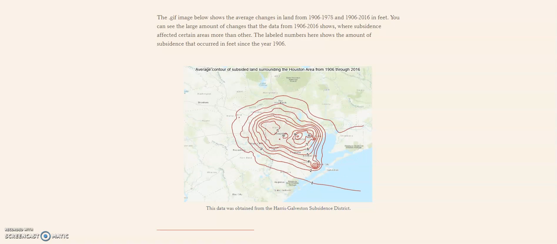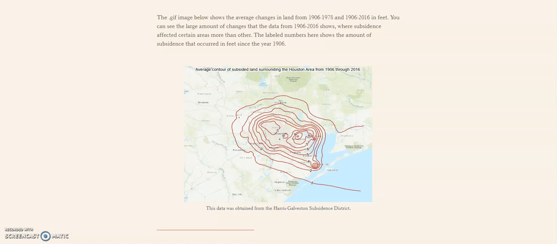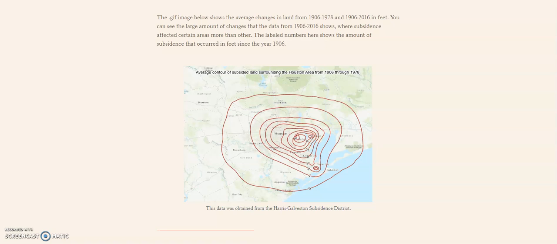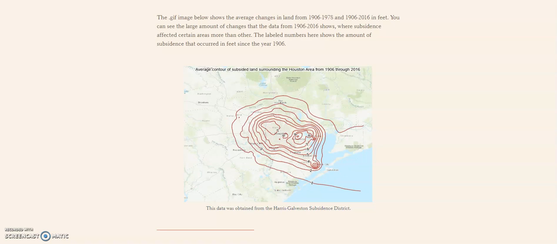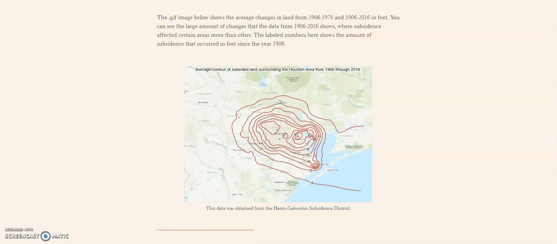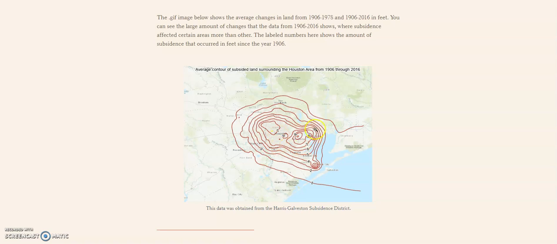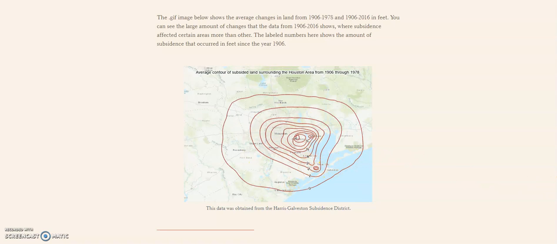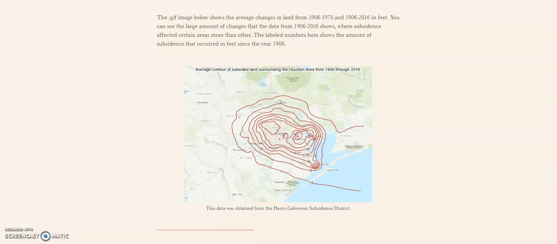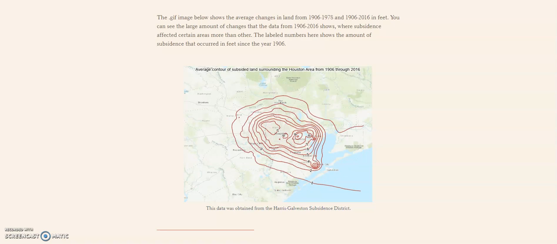With the data that I was able to obtain from the district, the first thing that I created was a GIF with ArcGIS Pro. This GIF shows two data sets of contours that average the subsidence from 1906 through 1978 and 1906 through 2016. You can see how some areas have had a larger impact due to subsidence in the most recent years. So these areas right here and here. This data also includes the area of Houston and the surrounding areas and counties as well.